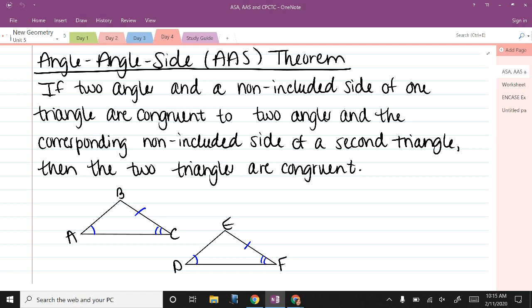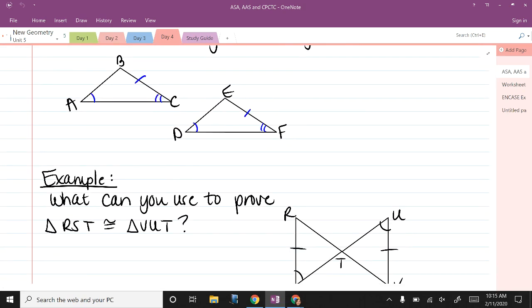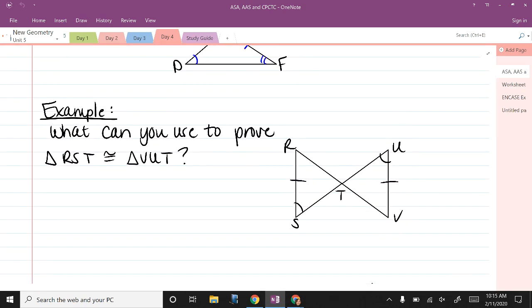All right, so here's an example. And y'all can just look up here with me. Can everybody see it? Which congruence postulate or theorem could we use to prove that triangle RST, which is this triangle to the left, is congruent to triangle VUT, which is the triangle to the right? Now, is there something that's congruent, obviously, that is not marked on this picture?